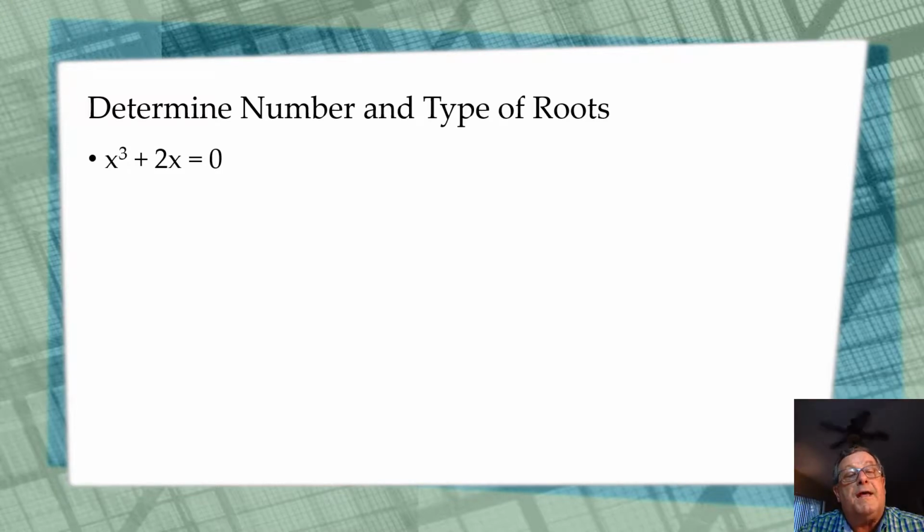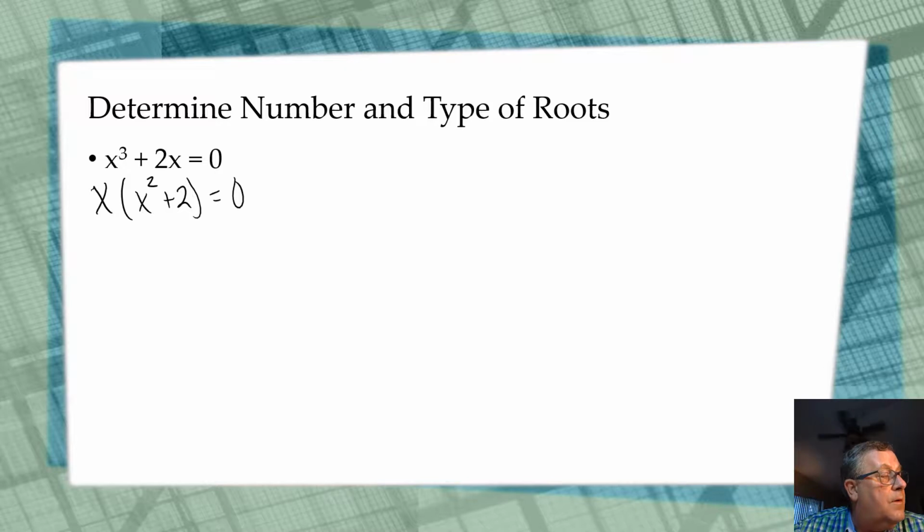So we start off with x cubed plus 2x equals 0. All right, well, right away I can see that I could factor out an x, my greatest common factor, and then I would end up with x squared plus 2 equals 0. And now we're going to set each factor equal to 0. So x is equal to 0. Well, there's one of our roots, and it's a real number.